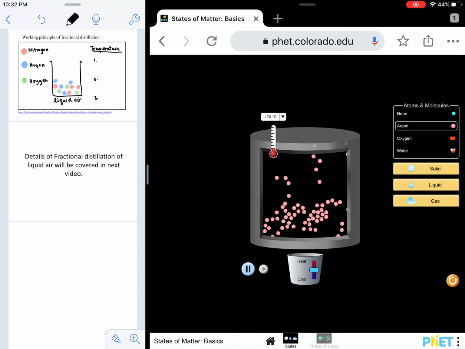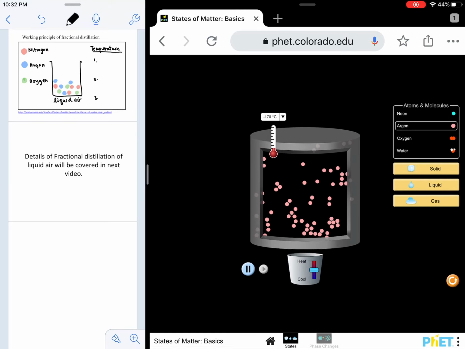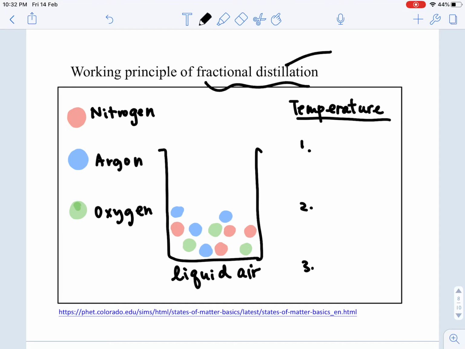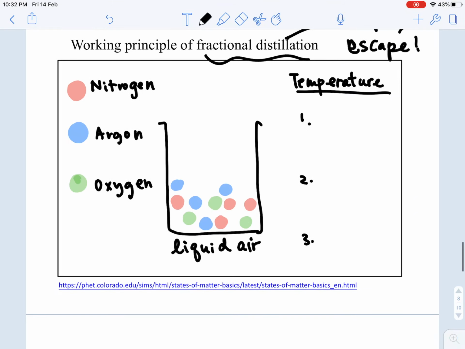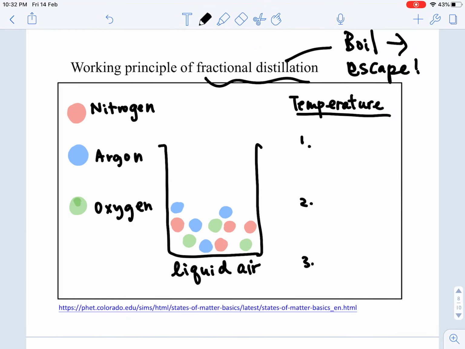Now you can imagine if the container is not a closed system, but open. What would happen to them? Yes, they would escape. They would move out. It is a very important concept here. So the working principle of fractional distillation is that they boil and then they escape. Then I have a diagram below to help you consolidate the concept about fractional distillation.